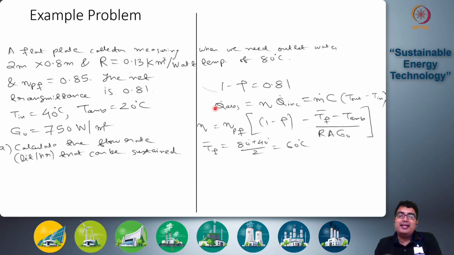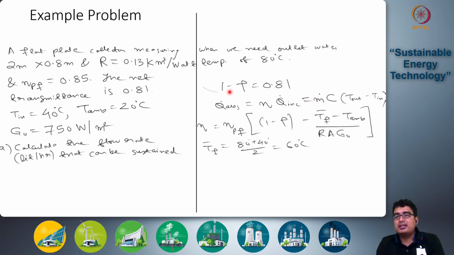Okay. And the heat that is being absorbed by your fluid is efficiency into the heat that is being incident from your solar flux. Okay. The incident solar flux, G0, is equal to the mass flow rate into the specific heat into T out minus T in. Okay. So this way, if you know the heat that is being absorbed by your fluid, and you know the T out and T in values, and you know the specific heat of water, you can evaluate the mass flow rate m dot using this expression.